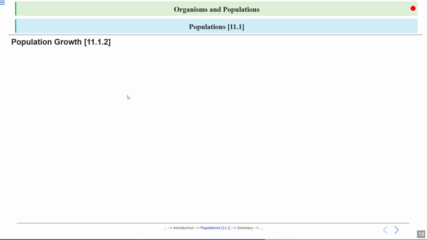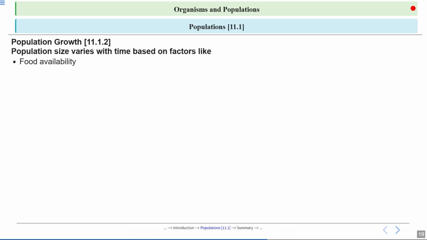Clear? Okay, now let's explore the concept of population growth in biology. This is again a very crucial topic because understanding how population changes over time helps us predict ecological dynamics and manage the natural resources as well. The first factor affecting population size is food availability.